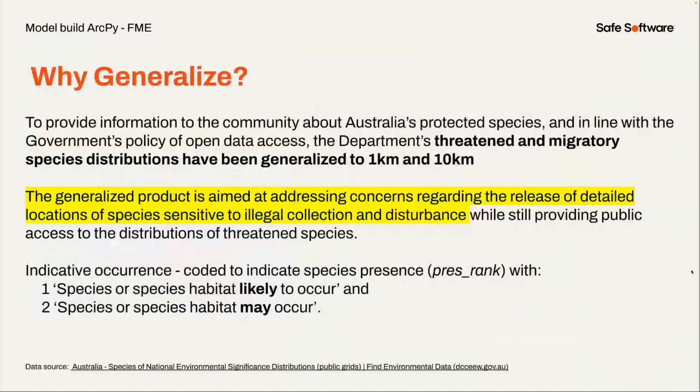Why do we generalize? Well, we want to provide open data, but at the same time, we want to address concerns regarding the release of detailed information of these species, which can be sensitive to disturbance. So the information in terms of indicative occurrence has been coded in terms of a likely or may presence.